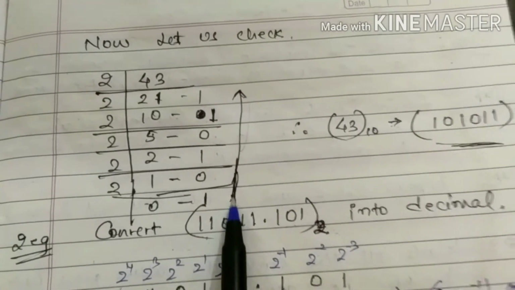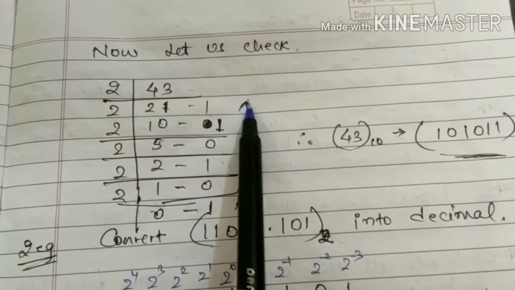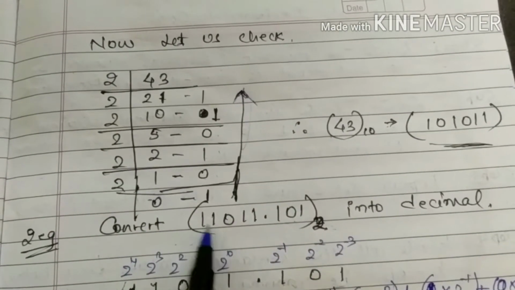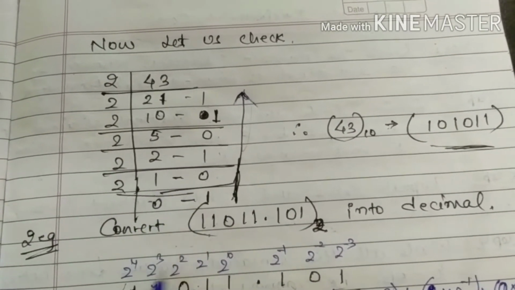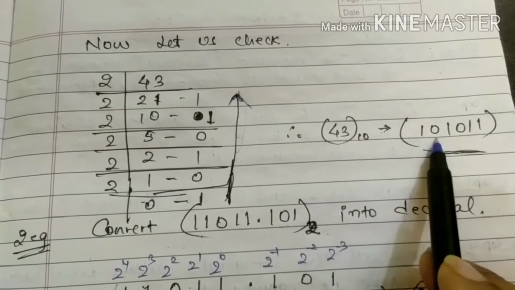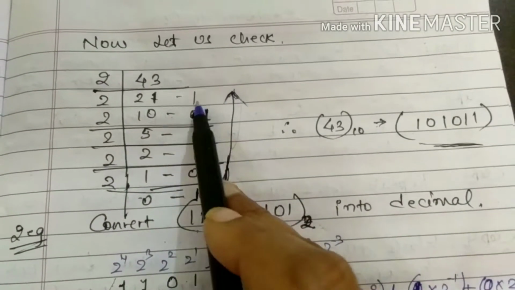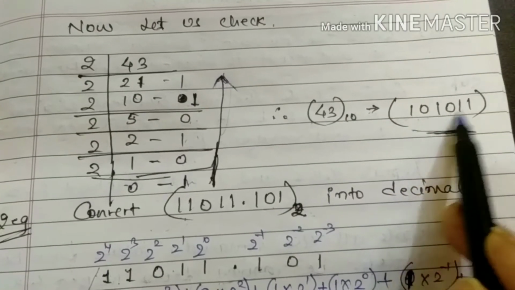So how do you have to write? You have to write like this. Remember? So we have written like this. So now my answer will be what? 1 0 1 0 1 1. This one, 1 0 1 0 1 1.